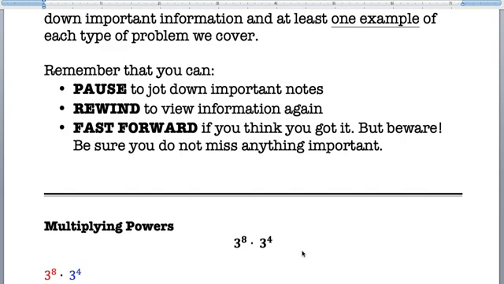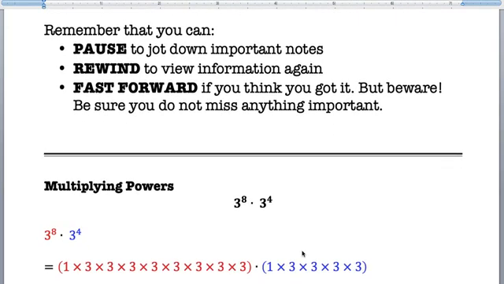So in order to solve 3 to the 8th power times 3 to the 4th power, what we would need to do is expand it. I've color-coded 3 to the 8th power in red and 3 to the 4th power in blue so that you can see it. 3 to the 8th power means 1 times 3, 8 times: 1, 2, 3, 4, 5, 6, 7, 8. And then we have 3 to the 4th power, which is 1 times 3, 4 times: 1, 2, 3, 4.